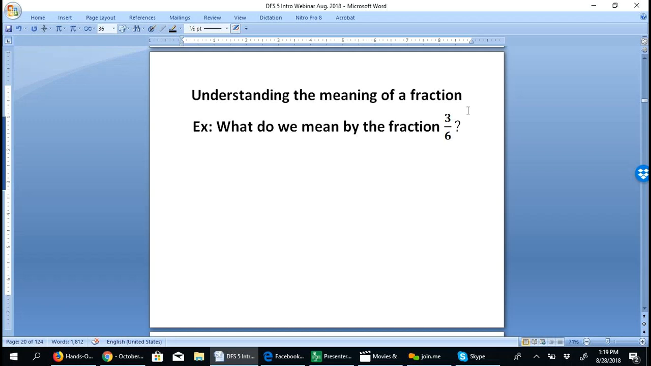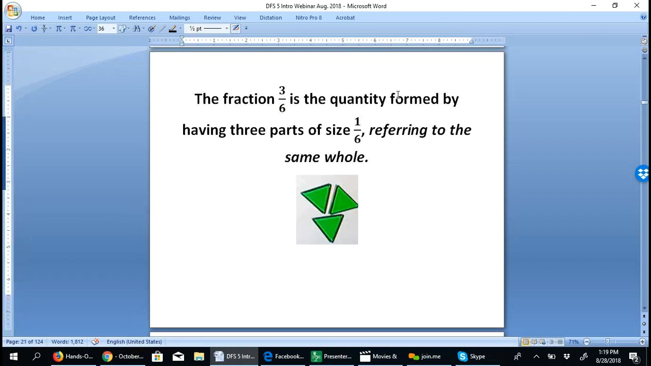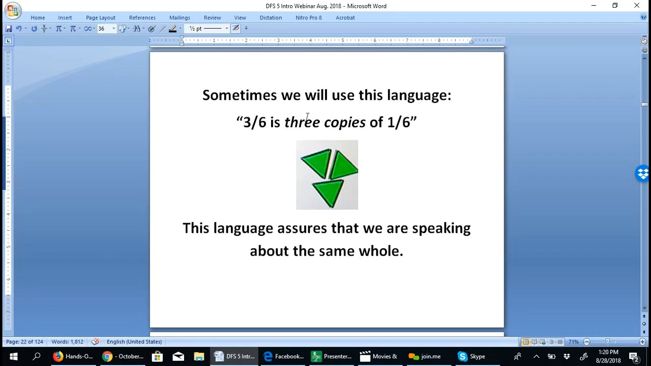Okay, we need to review the meaning of a fraction. What do we mean by the fraction 3/6? We mean the quantity of having 3 parts of size 1/6 referring to the same whole. In other words, if you have 1/6 of the Empire State Building, 1/6 of a Kellogg's cornflakes box, and 1/6 of a house, that's not 3/6. They have to be 3/6 of the same whole. And so very often we use the language 3/6 are 3 copies of 1/6, because when you have copies, that forces each part to be the same, that we're talking about the same whole.